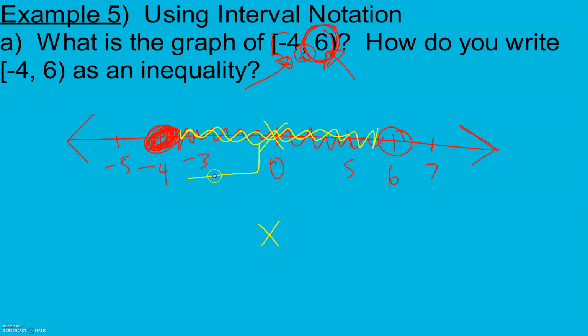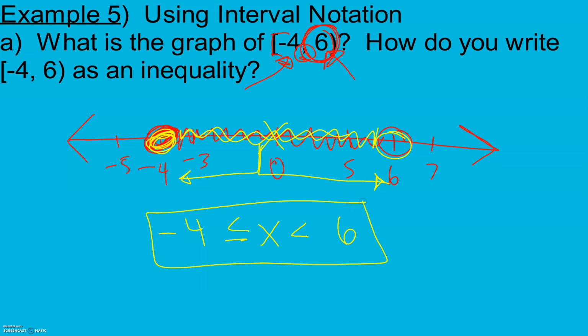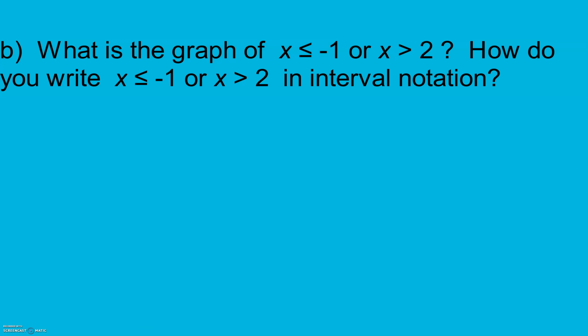And right now that's between -4 and 6. So between -4 and 6, it's equal to -4 and it's not at 6. So -4 less than or equal to x less than 6, or x is between -4 and 6. For part B here, first thing we're going to do is graph it.